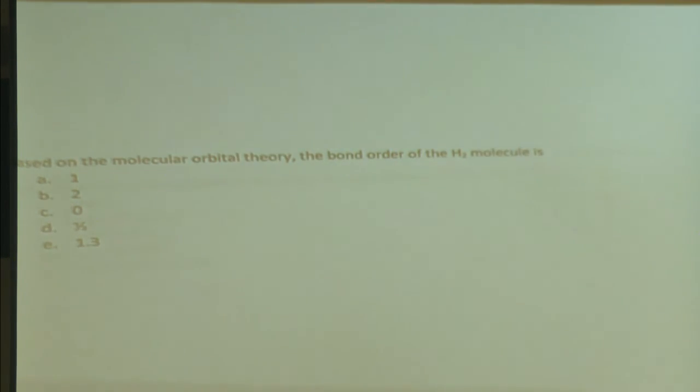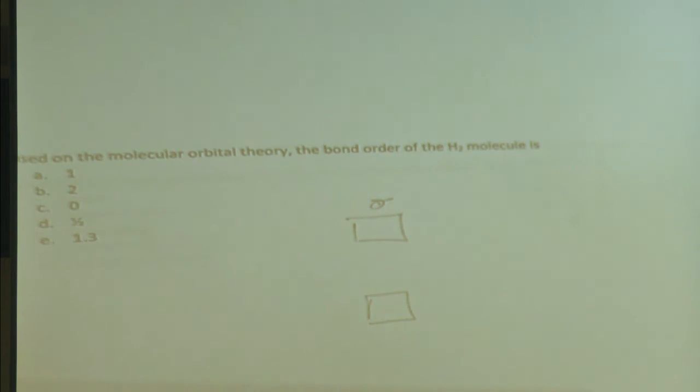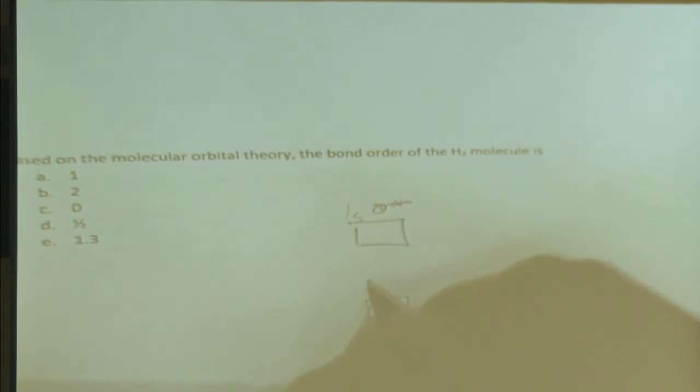Okay, so based on the molecular orbital theory, the bond order of an H2 molecule is what? So what orbital do we only consider for hydrogen? Yeah, the 1s orbital. So we have 1s anti, 1s bonding. And this hydrogen has one electron, this hydrogen has one electron, they both go in here. What's our equation to find bond order? So bonding minus anti-bonding divided by 2 equals 1.